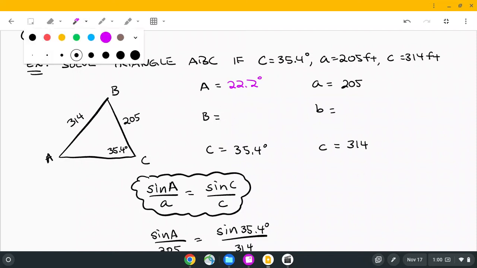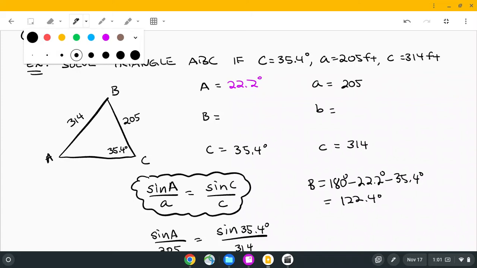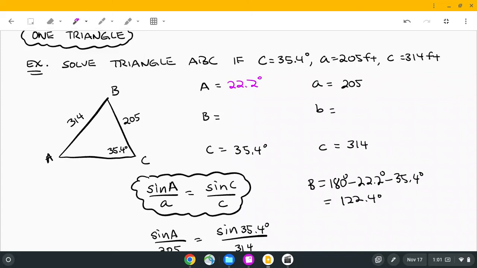And there's only going to be one of everything. So let me do that here. Angle B is going to be 180 minus 22.2 minus 35.4. So angle B turns out to be 122.4.